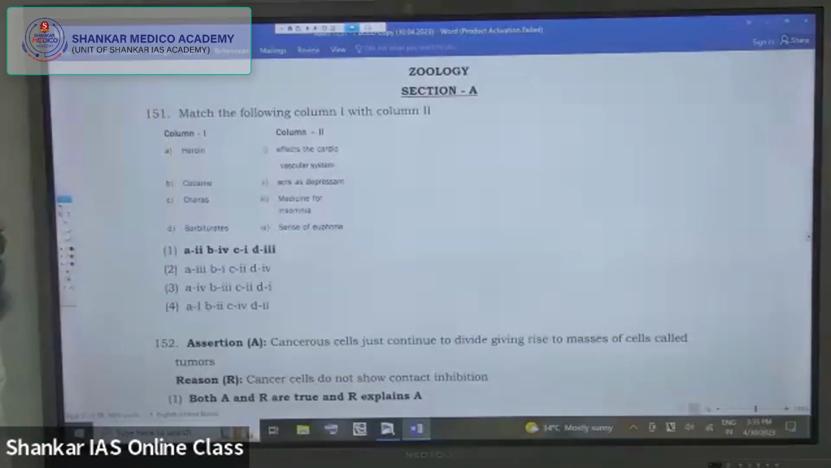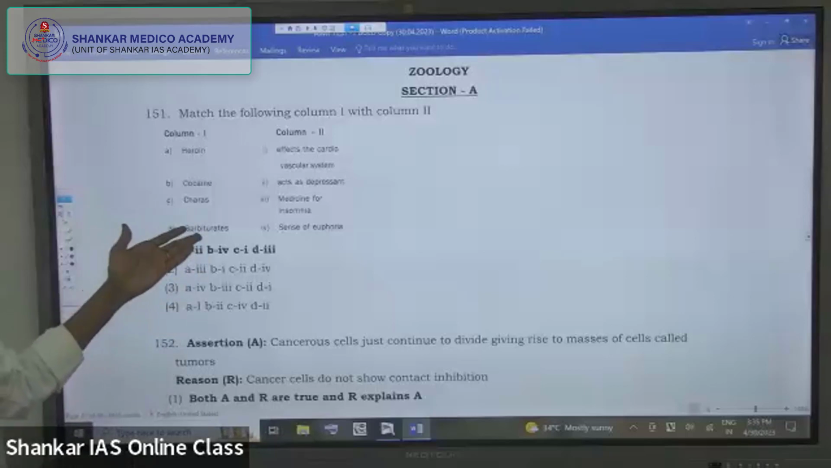Heroine. What is heroine? Yeah. Acts as a depressant. Very good. Cocaine. Euphoria. Yes, correct. Charas. Very good. Barbiturates. Okay, if they are going to be used more than the therapeutic dose, that is called as drug abuse.